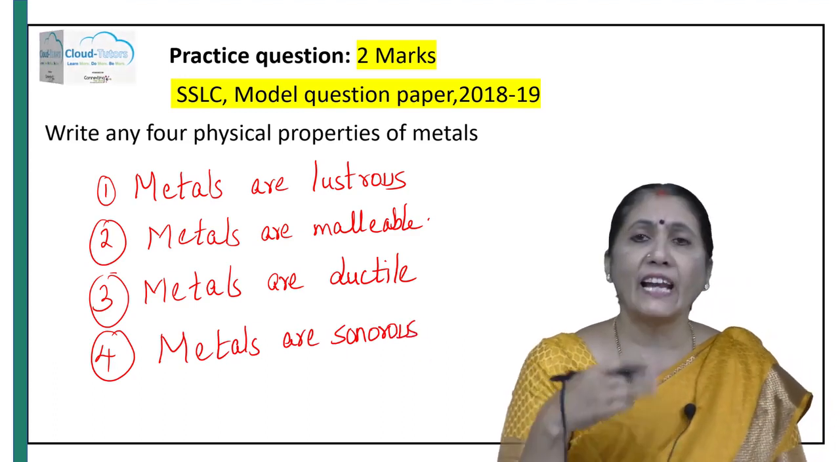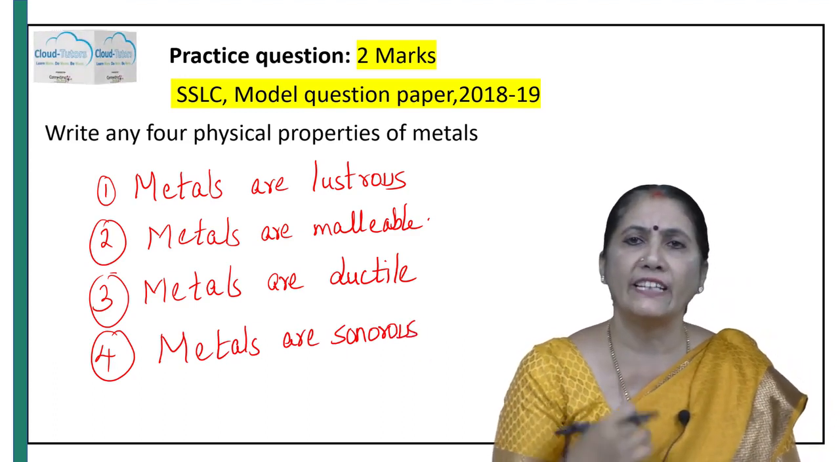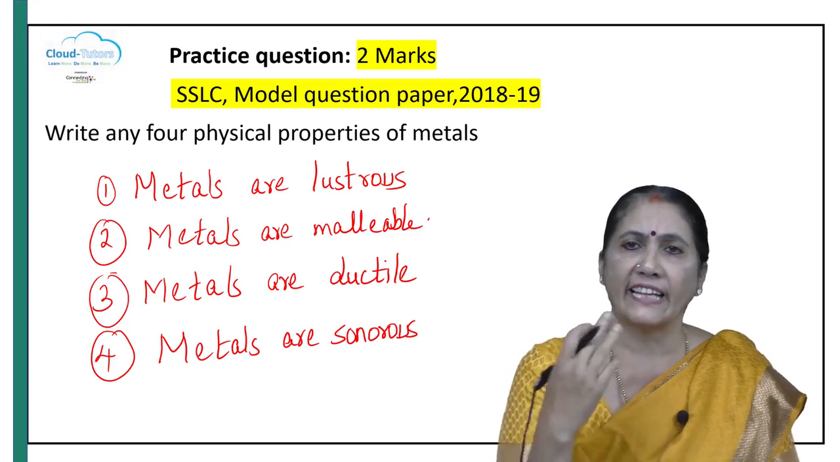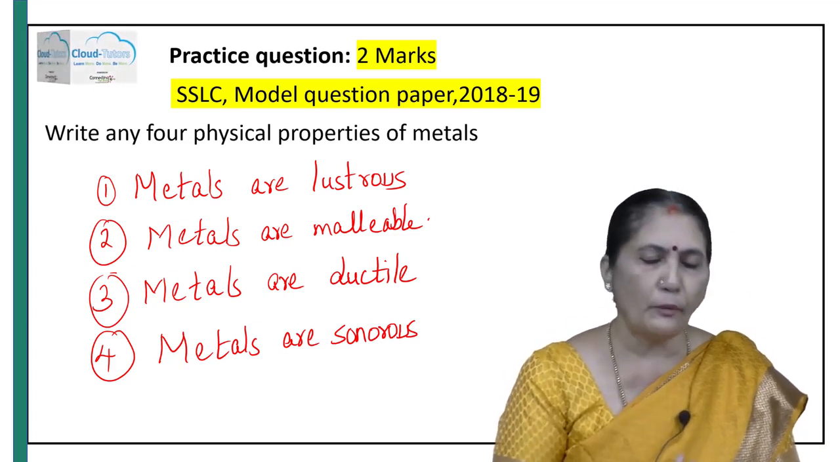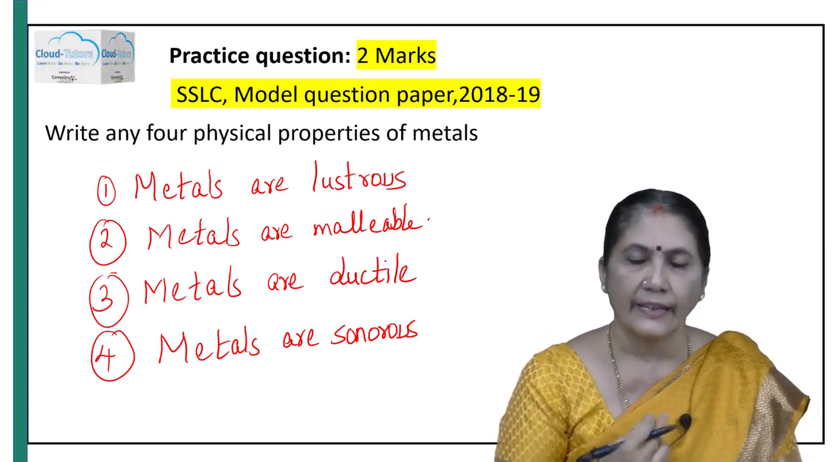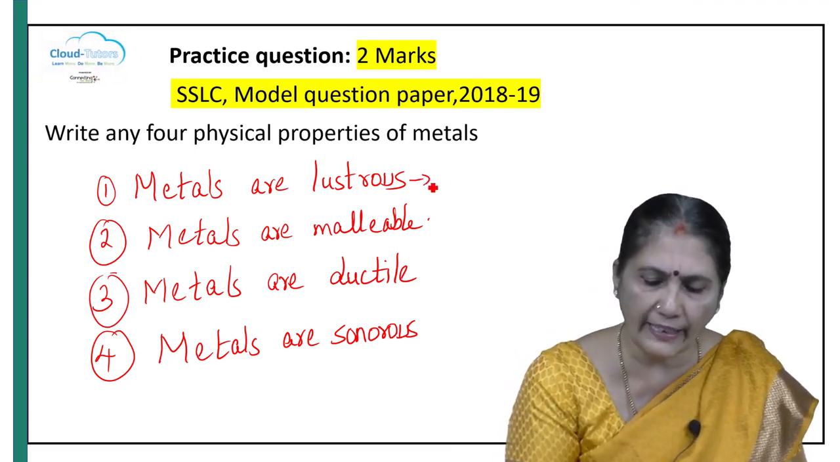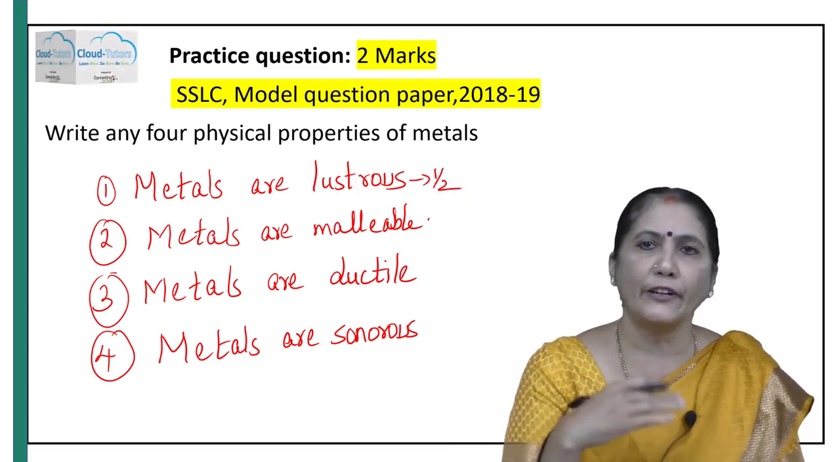Well, you can even add metals are good conductors of heat. They are good conductors of electricity. They have high melting and boiling points. It's just a 2-mark question, so each property will carry half mark. So half into 4 becomes 2.